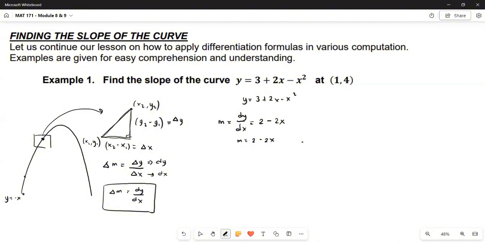So pwede natin i-substitute yung 1,4 na yan dito sa nakuha natin yung slope. Okay, so m is equal to 2 minus 2, yung x value natin na 1, galing doon sa coordinates natin. So m is equal to 2 minus 2, m is equal to 0. Sir, pwede ba maging 0 ang ating slope? Pwede class. Ano? So we have curve here.